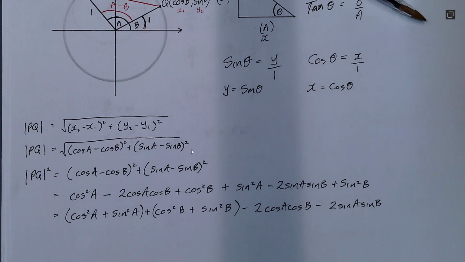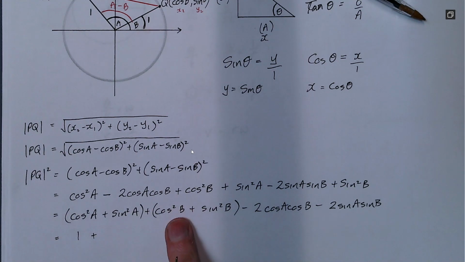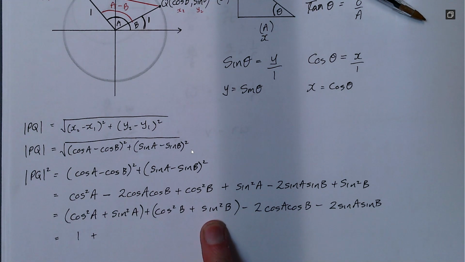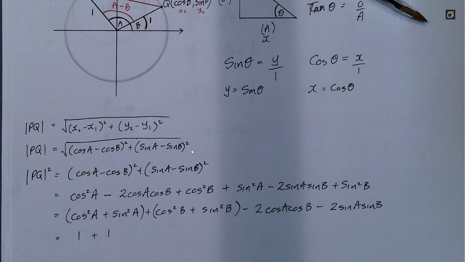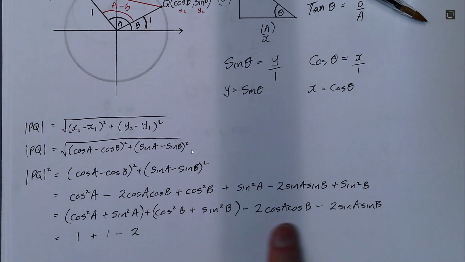Okay, now we know cos squared A plus sin squared A equals 1, and cos squared B plus sin squared B equals 1. So we get 1 plus 1 minus 2, which is 2 minus 2. Let's factorize it.